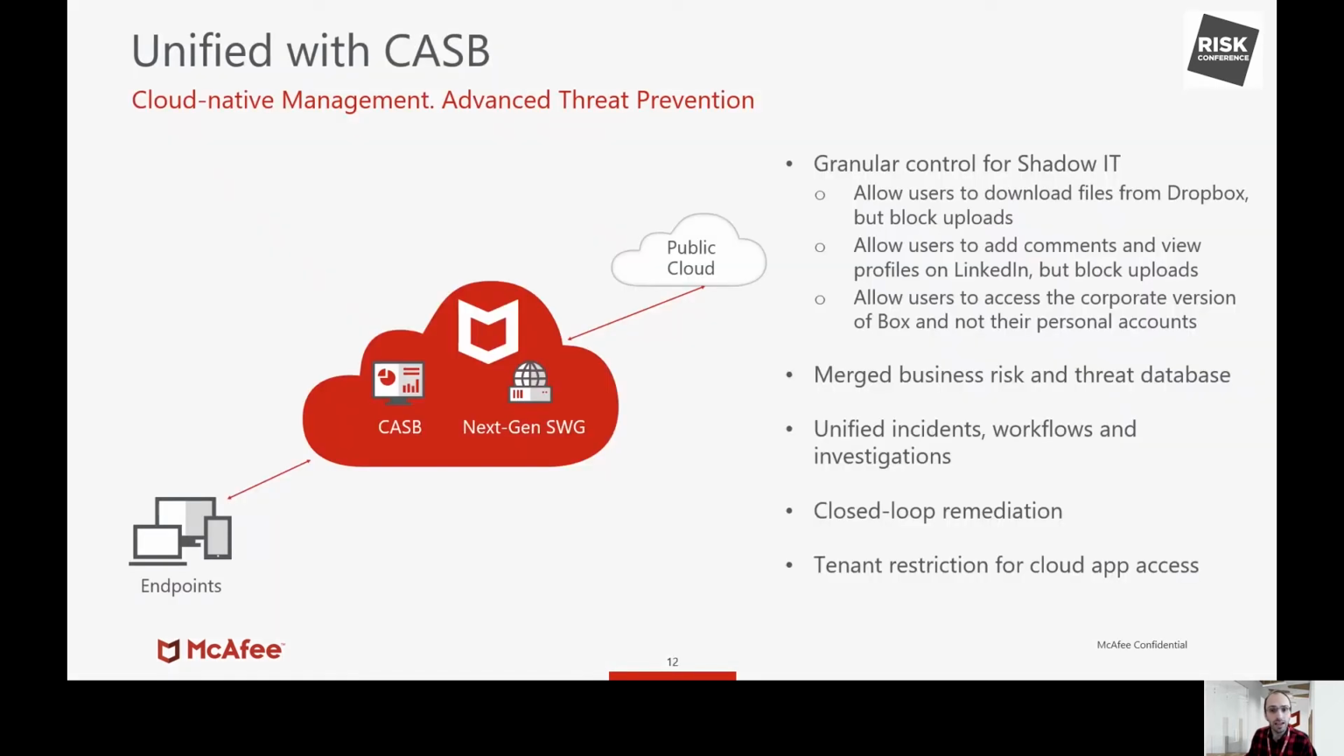Unified with CASB, so cloud native management and advanced threat prevention. So we're talking about cloud forward proxy, where we are able to leverage both CASB and the granular control policies that the next generation web gateway can provide to all of you from the cloud. And this is applicable for the shadow IT use case. So business databases are now merged together to give you the best information. Unified incidents and workflows are applied as well.